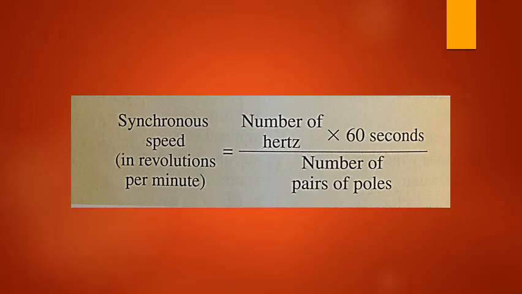Synchronous speed. Synchronous speed is used to describe the speed of the stator's rotating magnetic field. The rotating magnetic field speed is determined by the frequency of the three-phase electrical supply and the number of poles inside the stator housing. Because of this, the synchronous speed can be calculated using the formula shown on the screen.